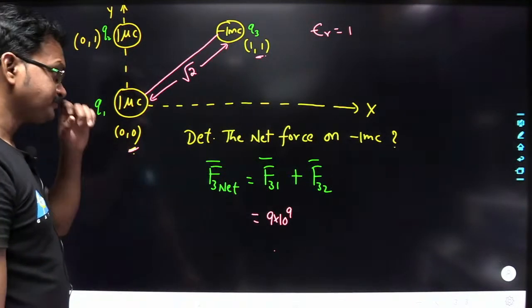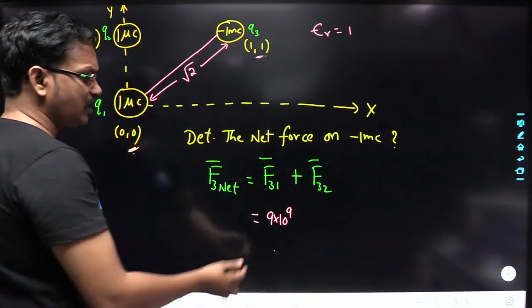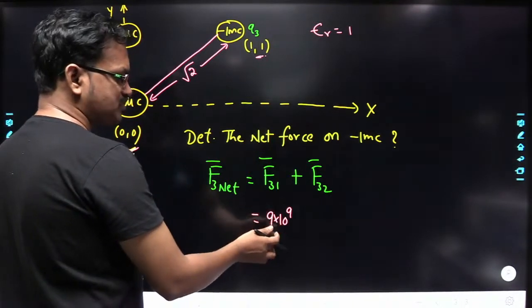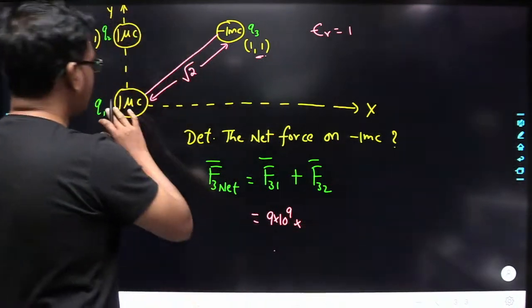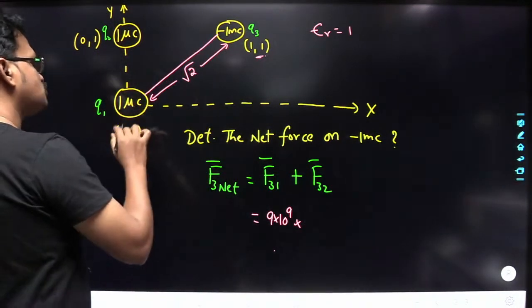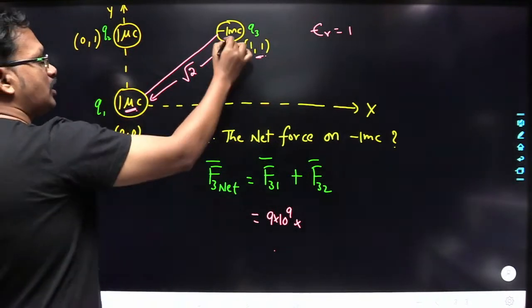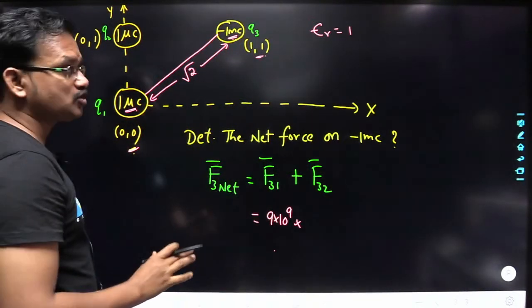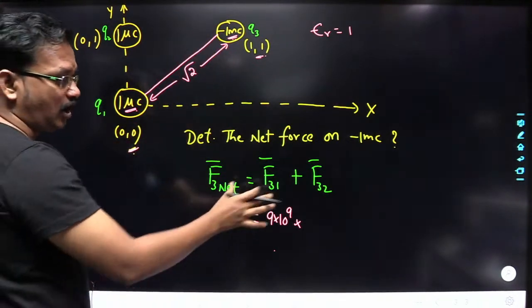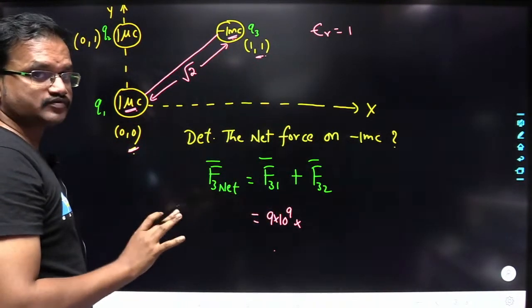Right? Okay. Next. So here we have written 1 by 4 pi epsilon naught value, that is 9 into 10 power 9 into Q1 Q3. So here 1 microcoulomb into 1 millicoulomb. What I have told here, whenever you are writing the magnitude, don't consider the polarity. Always write it as positive.